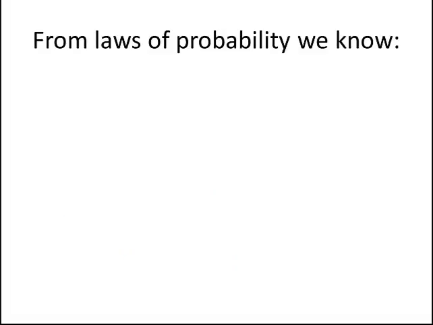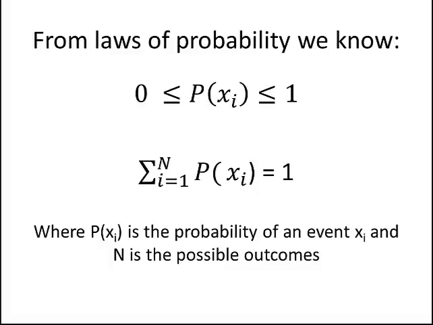So from the laws of probability, and those of you that are taking statistics or have taken it, you've probably seen some of this, the probability of an individual event has got to range between not happening or happening, completely happening. So it's got to take a value between 0 and 1. And we know that when we sum up all the probabilities of these events, it's got to sum to 1, where big N is the possible outcomes. So that's important.